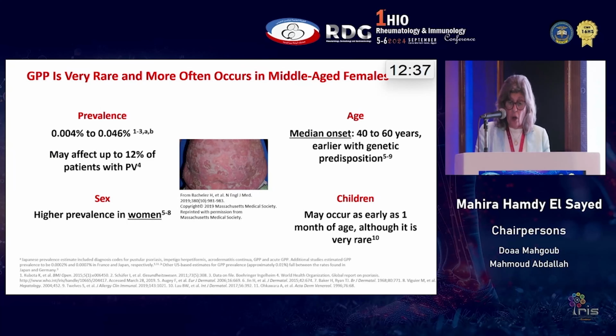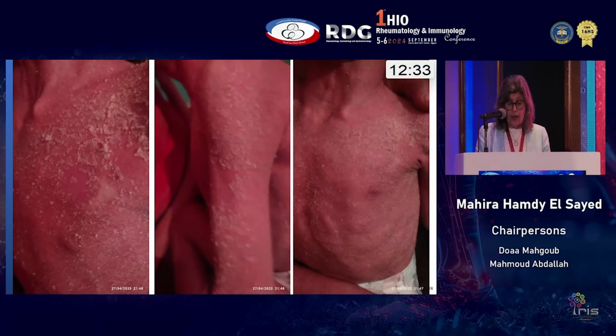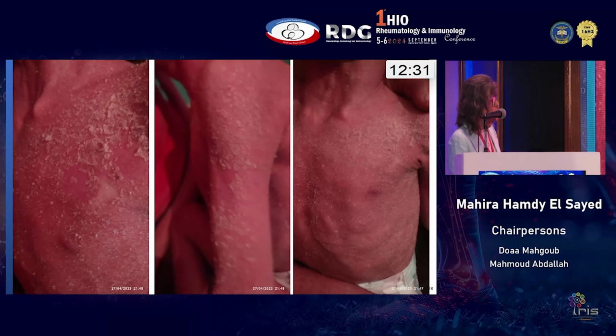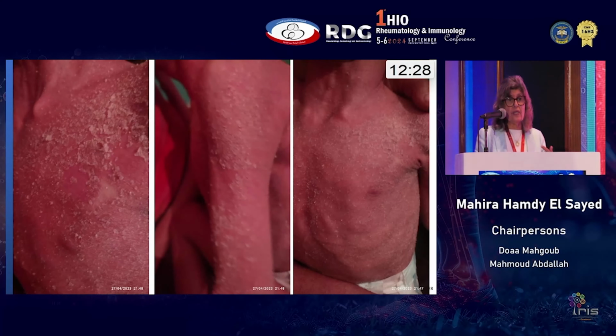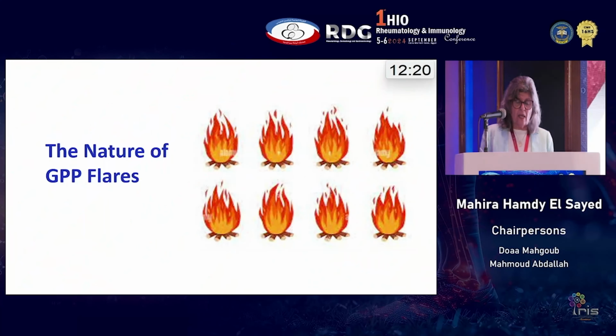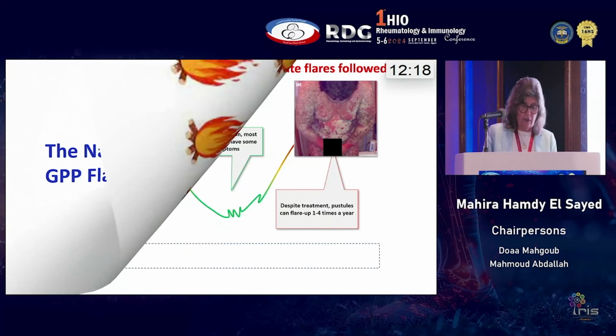Epidemiologically, it's not very common, but it may occur in children, and this is a 12-year-old child. This is one of my patients who keeps developing these repeated flares and bouts of GPP, and he actually responds reasonably to acitretin and some emollients and topical treatment.